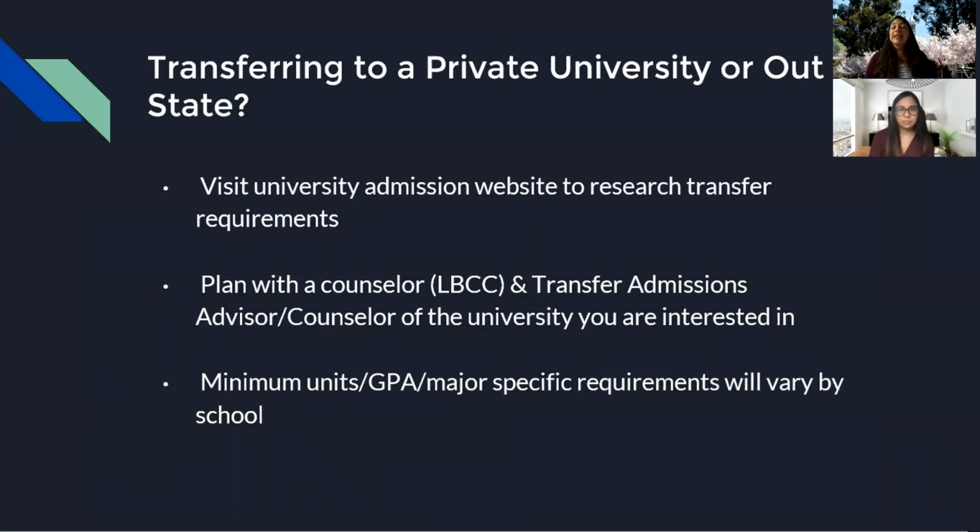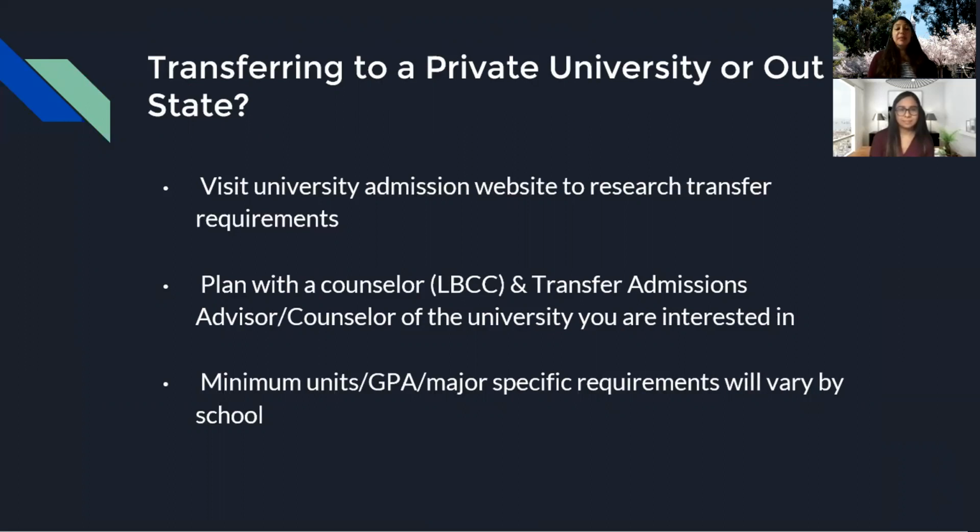For private universities and out-of-state universities, these can be different. So that's why it's important that you check in with the university admissions website and research what it is that they require. What GE courses do you need to take? How many units do you need? What's the minimum GPA? All of that you have to make sure that you find out from the university. And with that, make sure that you're also planning this with your counselor. So understanding what you need to do and talking to your counselor will help you so that you can have a plan that's set and prepares you to be able to meet those admissions requirements.